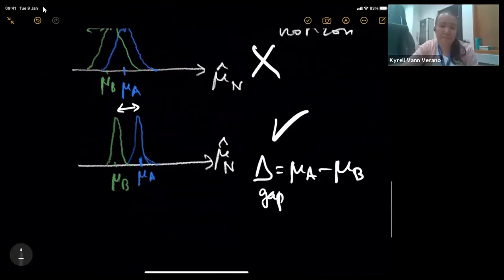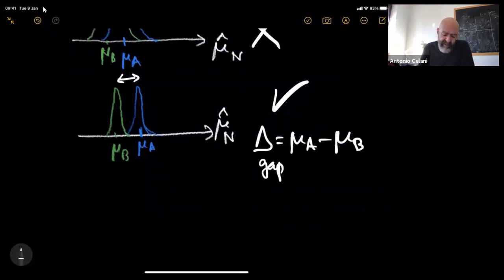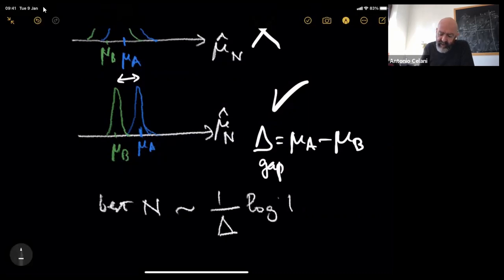Yeah. So, it turns out that if you do the analysis of this algorithm, basically you can find out that there is a best choice of n, which is approximately equal to 1/the gap times the logarithm of the total number of times. And if you choose your n smaller than this, which means that if you start your exploitation phase too early, you pay a big price for that.